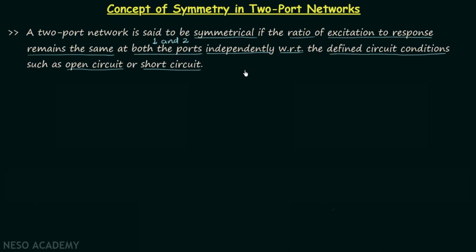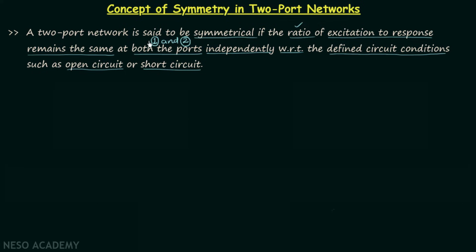This means in order to check if the given two-port network is symmetrical or not, we calculate the ratio of excitation to response for port number 1 independently keeping port number 2 either open circuit or short circuit, and then we calculate the ratio of excitation to response for port number 2 independently keeping port number 1 either open circuit or short circuit. But you need to understand one point, that we have to keep the circuit conditions same.